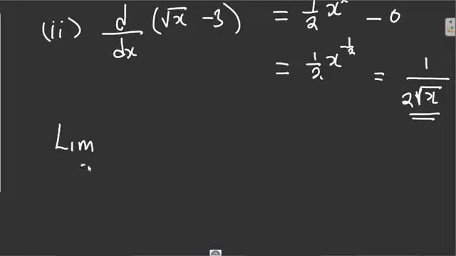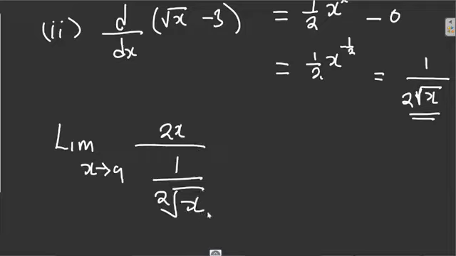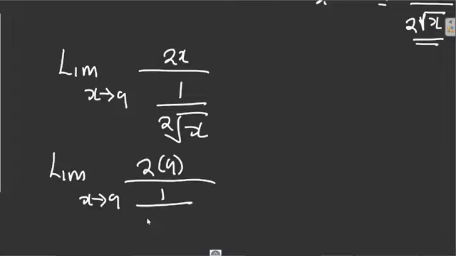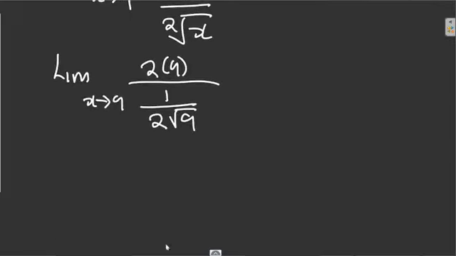So our function, we are going to write it as the limit as x approaches 9. So the numerator is a 2x now, over 1 over 2 square root of x. Now in this case, we can substitute where there is x, we can put a 9 to see what you are going to have. So we are going to write the limit as x approaches 9 of 2 times 9, over 1 over 2 times the square root of 9. And this will give us 18, because 2 times 9, it's 18.